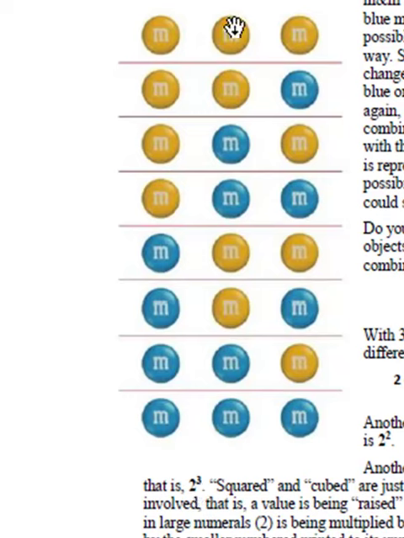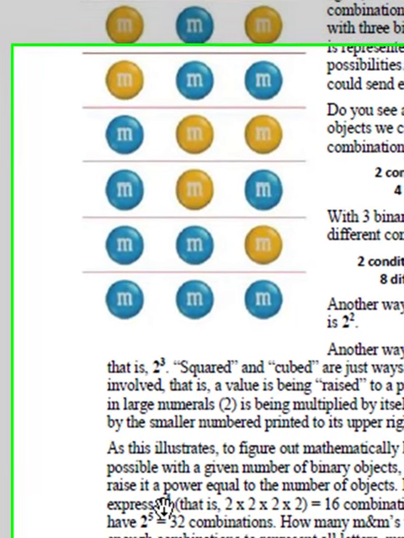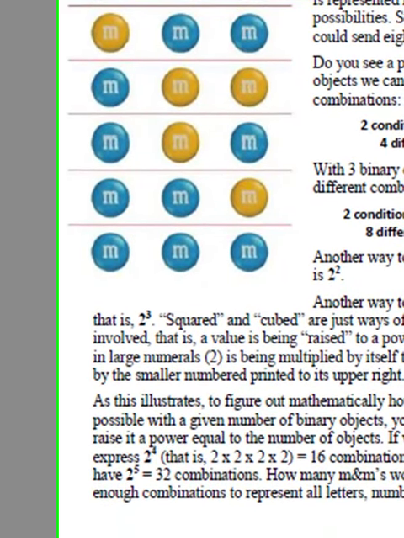So if I had 4 bits, how many possibilities would I have? 2 to the 4th power, 16 combinations.